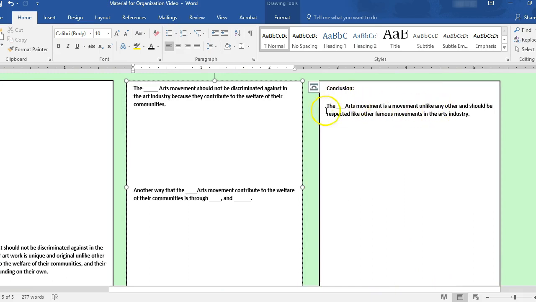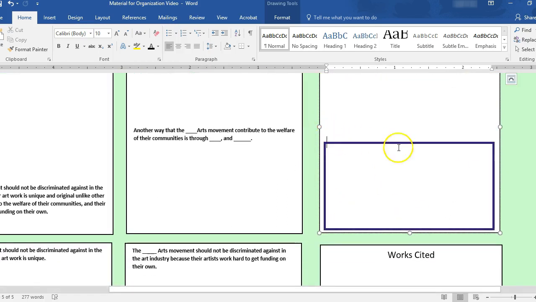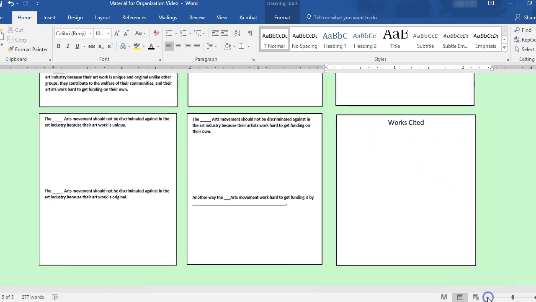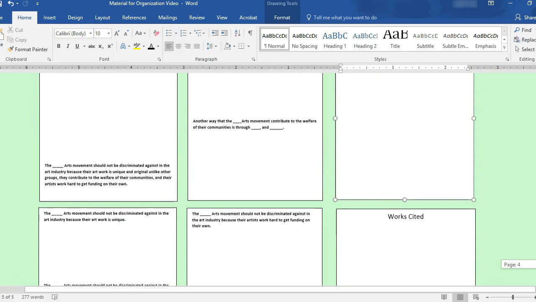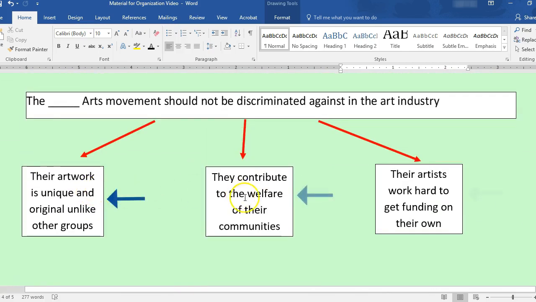And then basically we would have our conclusion paragraph. Now, it could be half of this page, or the concluding paragraph could be on the other half of this page. Then we would have the works cited page. Basically, this is how we would want to lay out this particular essay. We want to think about these 3 points as multiple topic sentences that would create multiple body paragraphs.